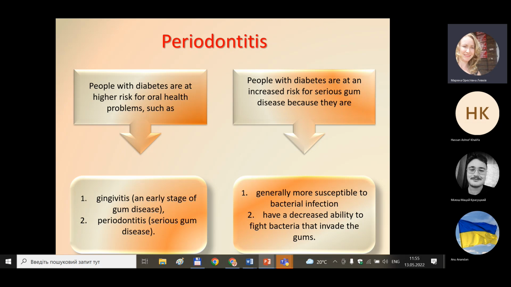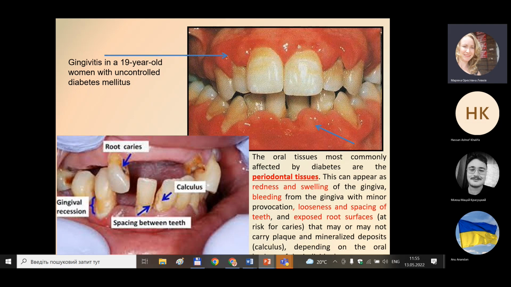People with diabetes are at high risk for oral health problems such as gingivitis, the early stage of gum disease, and periodontitis. People with diabetes are at increased risk for serious gum diseases because they are generally more susceptible to bacterial infection. They have a decreased ability to fight bacteria that invade the gums. And the photo represents gingivitis in a patient with uncontrolled diabetes mellitus. Hyperemia, swelling, abscessing, pocketing, possibly suppuration, all of that is present in this case.